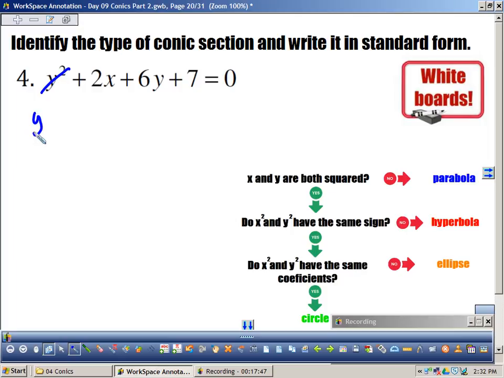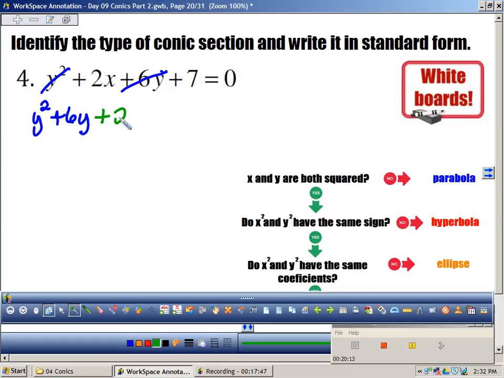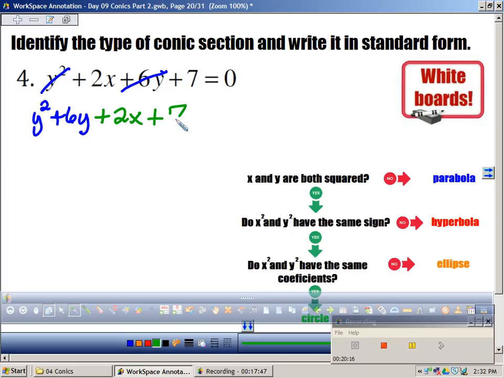All right, so I've got my y squared, I've got a 6y, then I've got a 2x, and a 7 equals 0. I need the squares on one side and what's not squared on the other side, right? So since the y is squared, it's going to have to go on the other side. So I'm going to leave my 2x, my 7 equals, put my y stuff on the other side, y squared plus 6y. I'm going to complete the square.